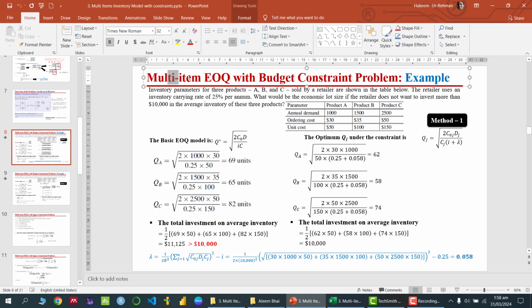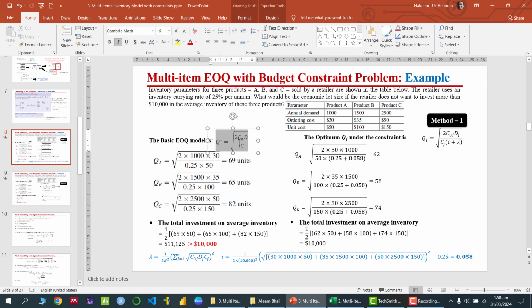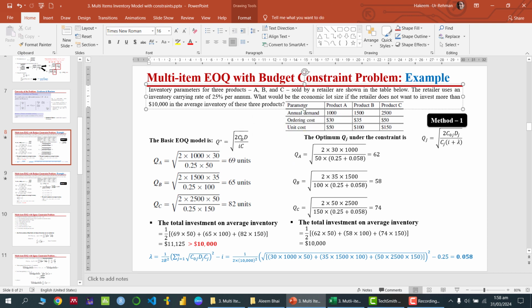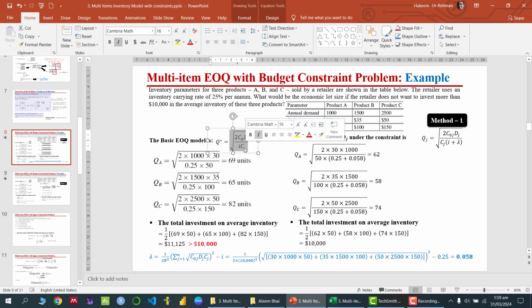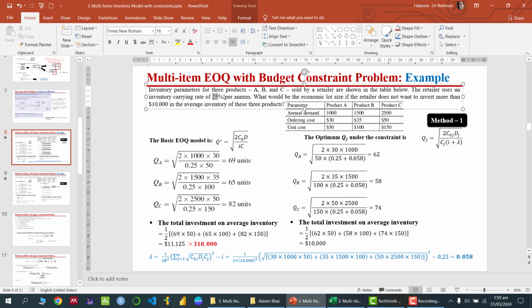As we know, whenever we are going to solve the multi-item economic order quantity model under any specified constraint, we first relax this constraint and solve the model as the normal EOQ, or single item EOQ model. The formula is the square root of 2 into C naught, which is the order cost, multiplied by the demand, divided by the carrying cost. This I is the carrying rate, multiplied by C, the unit cost.